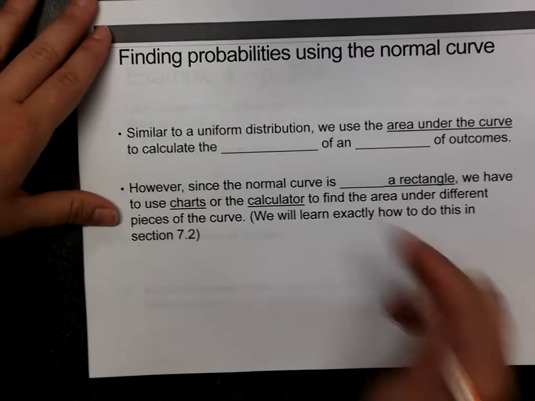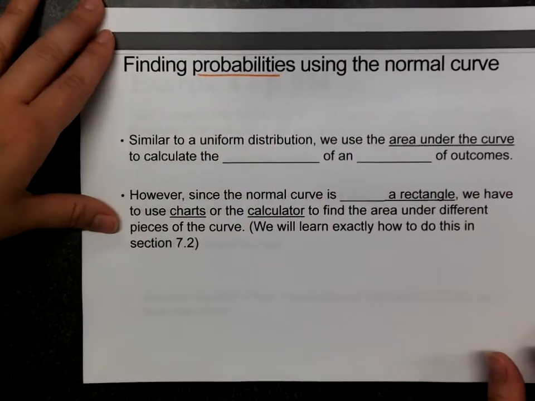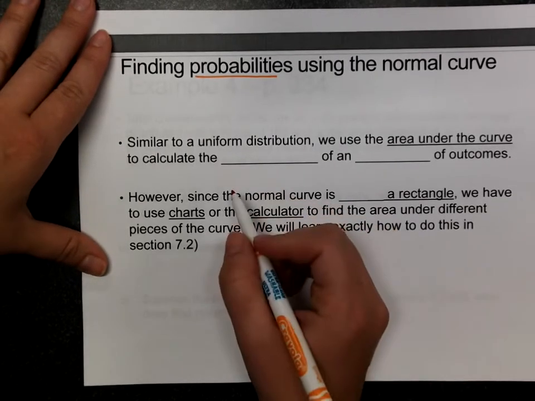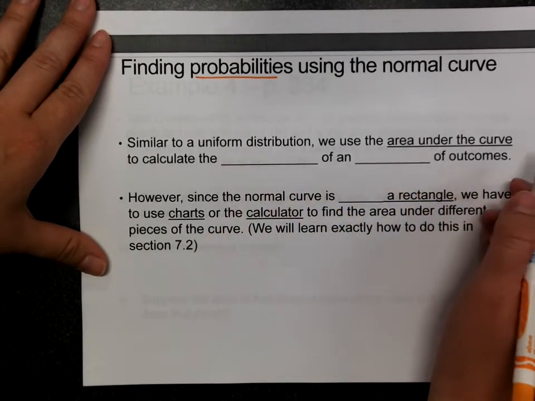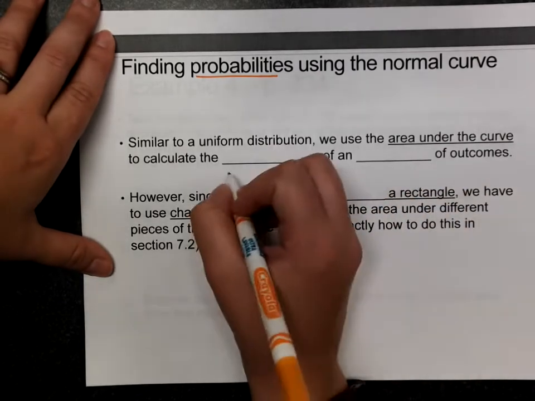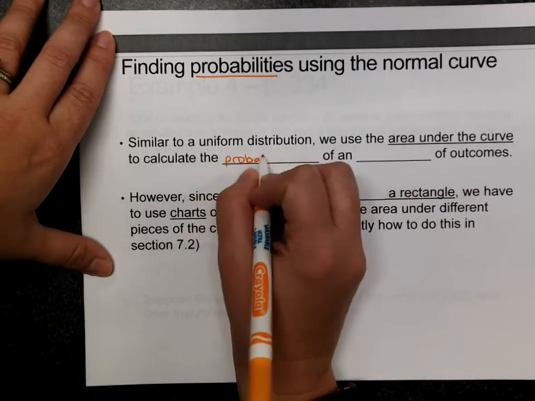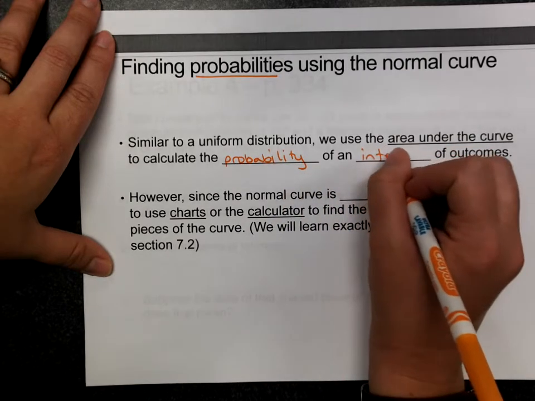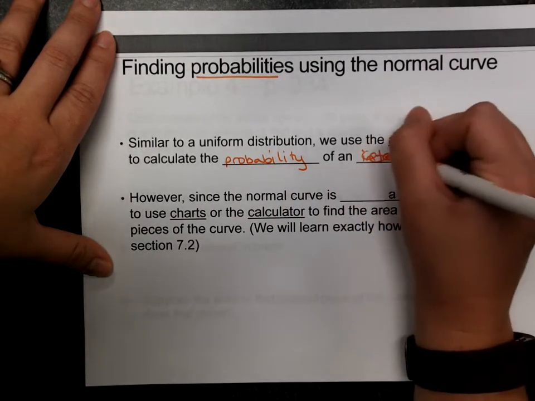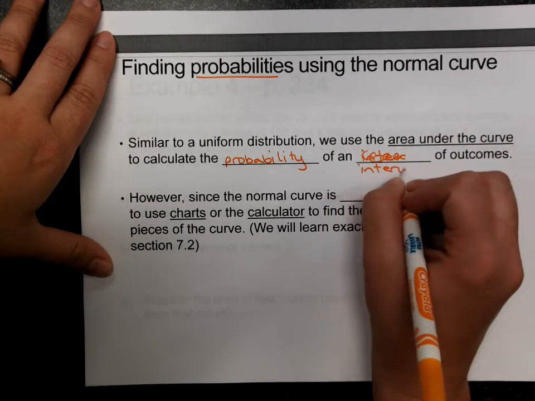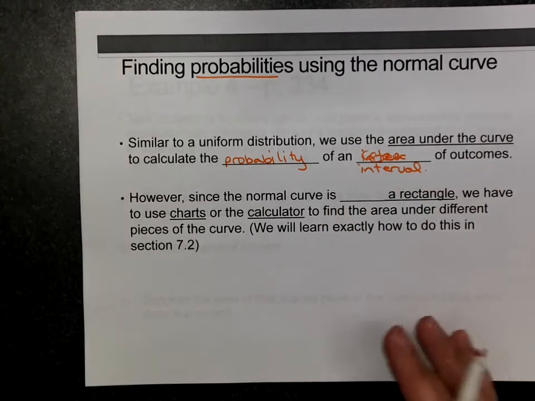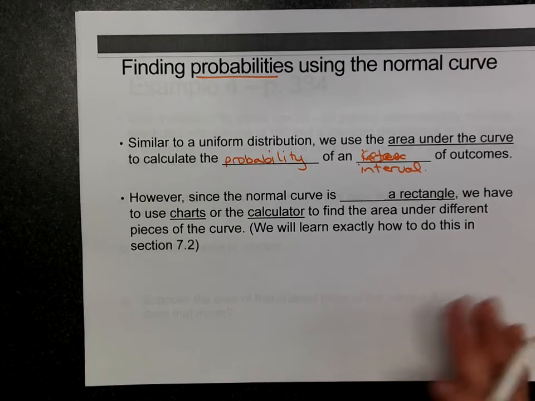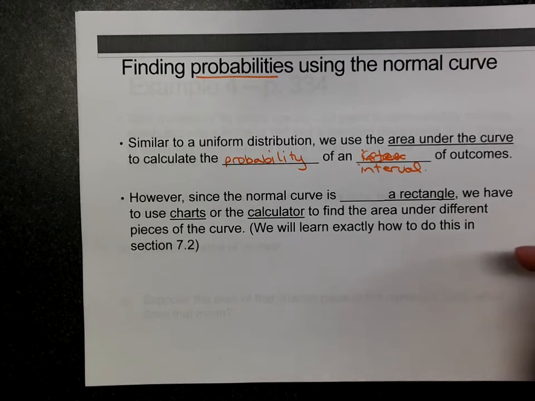So if we were going to find the probabilities, which we'll learn how to do in section 7.2, similar to a uniform distribution, we use the area under the curve to calculate the probability of an interval, whoops, I forgot the R, interval of outcomes. So we cannot find those exact values because of the nature of a continuous distribution. All we can find is an interval of values: less than this, greater than that, between these two.